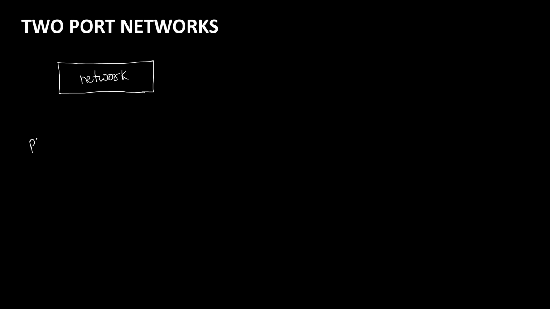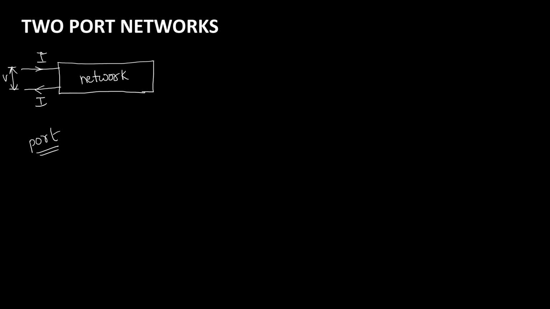Now we talk about port. What do you mean by port? A port is a pair of terminals at which a signal may enter or leave a network. That is called a port. Let us have a pair of terminals here, at which current is entering and leaving. So this is called a port. And we can have the voltage across these particular terminals as V.